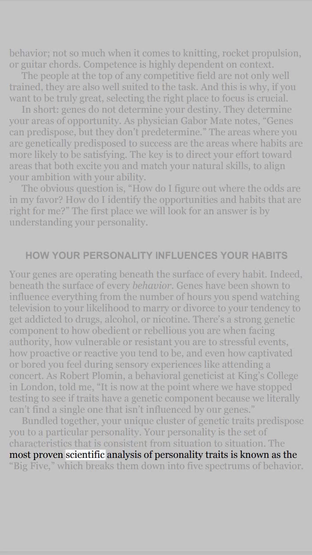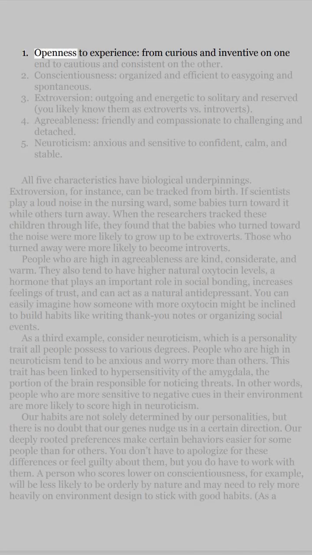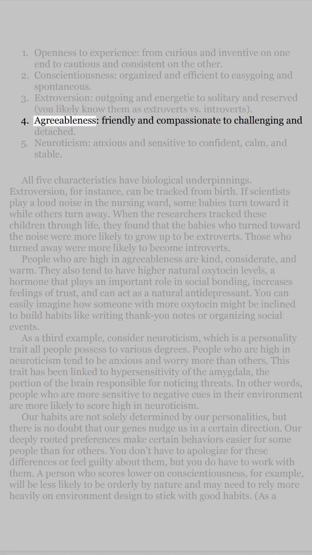The most proven scientific analysis of personality traits is known as the Big Five, which breaks them down into 5 spectrums of behavior. 1. Openness to experience, from curious and inventive on one end to cautious and consistent on the other. 2. Conscientiousness, organized and efficient to easygoing and spontaneous. 3. Extroversion, outgoing and energetic to solitary and reserved. You likely know them as extroverts versus introverts. 4. Agreeableness, friendly and compassionate to challenging and detached. 5. Neuroticism, anxious and sensitive to confident, calm, and stable. All 5 characteristics have biological underpinnings.